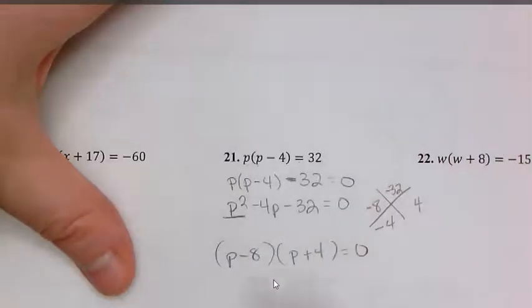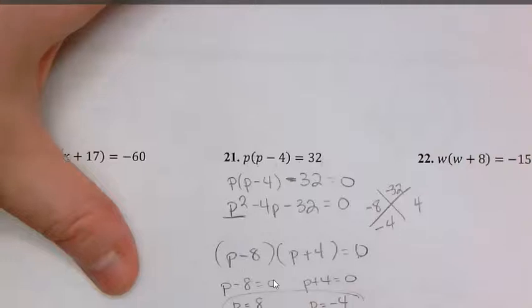Since this is a binomial and it's equal to 0, p minus 8 and p plus 4 equals 0, either one of these can equal 0, so we're going to solve each one. Add your 8 over, you get p equals 8. Subtract your 4 over, you get p equals negative 4. And there's your two solutions.